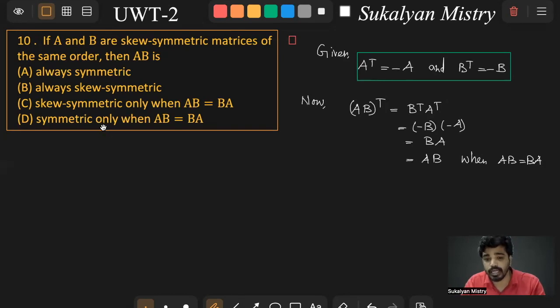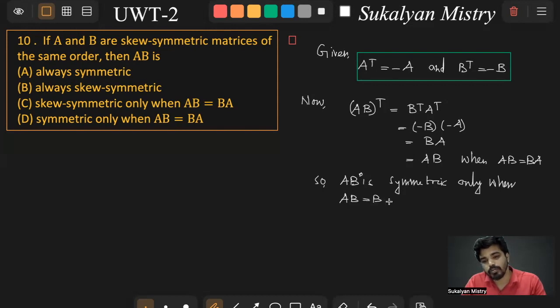Okay, so which option is correct? Option D is the correct answer. From this we conclude that AB is symmetric only when AB is equal to BA. So option D is the correct answer. Clear? Okay, so next example.